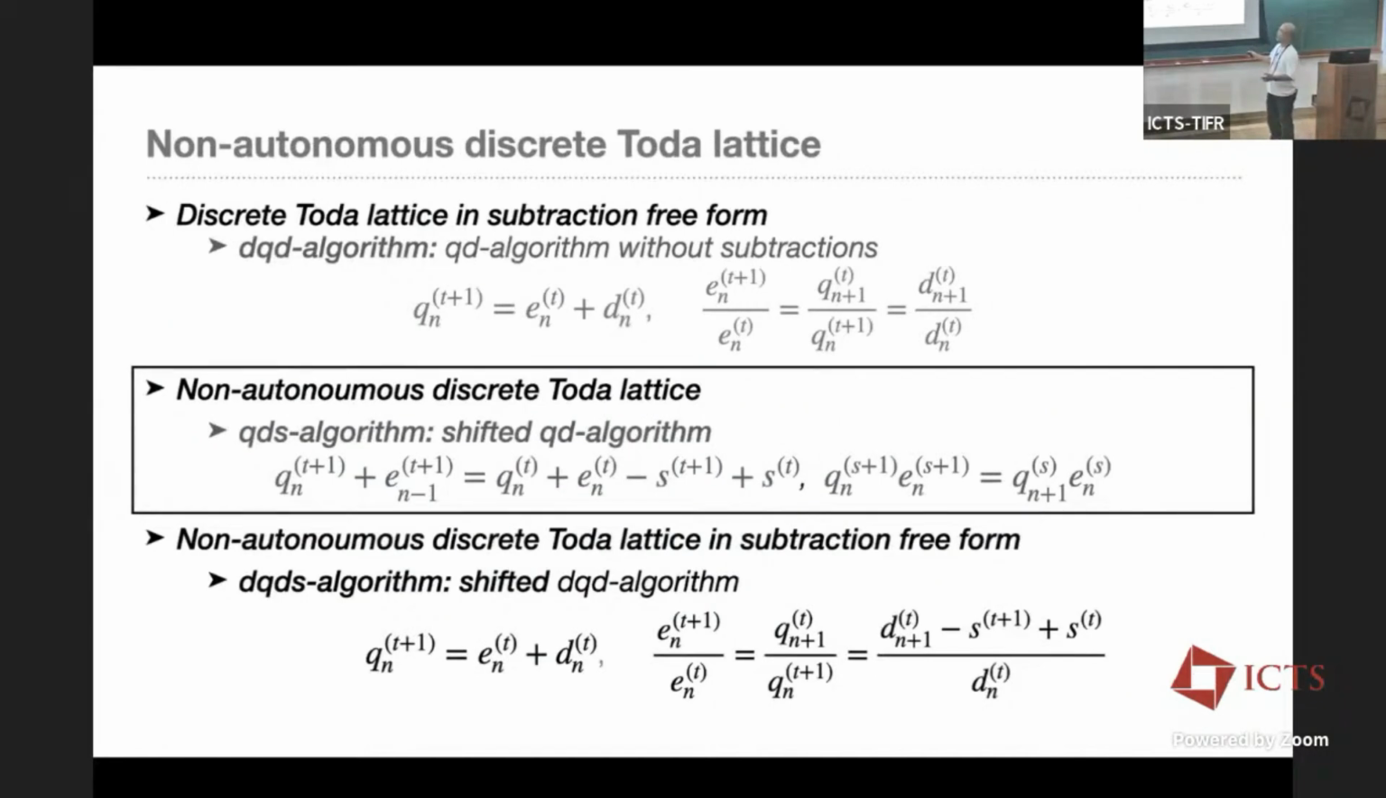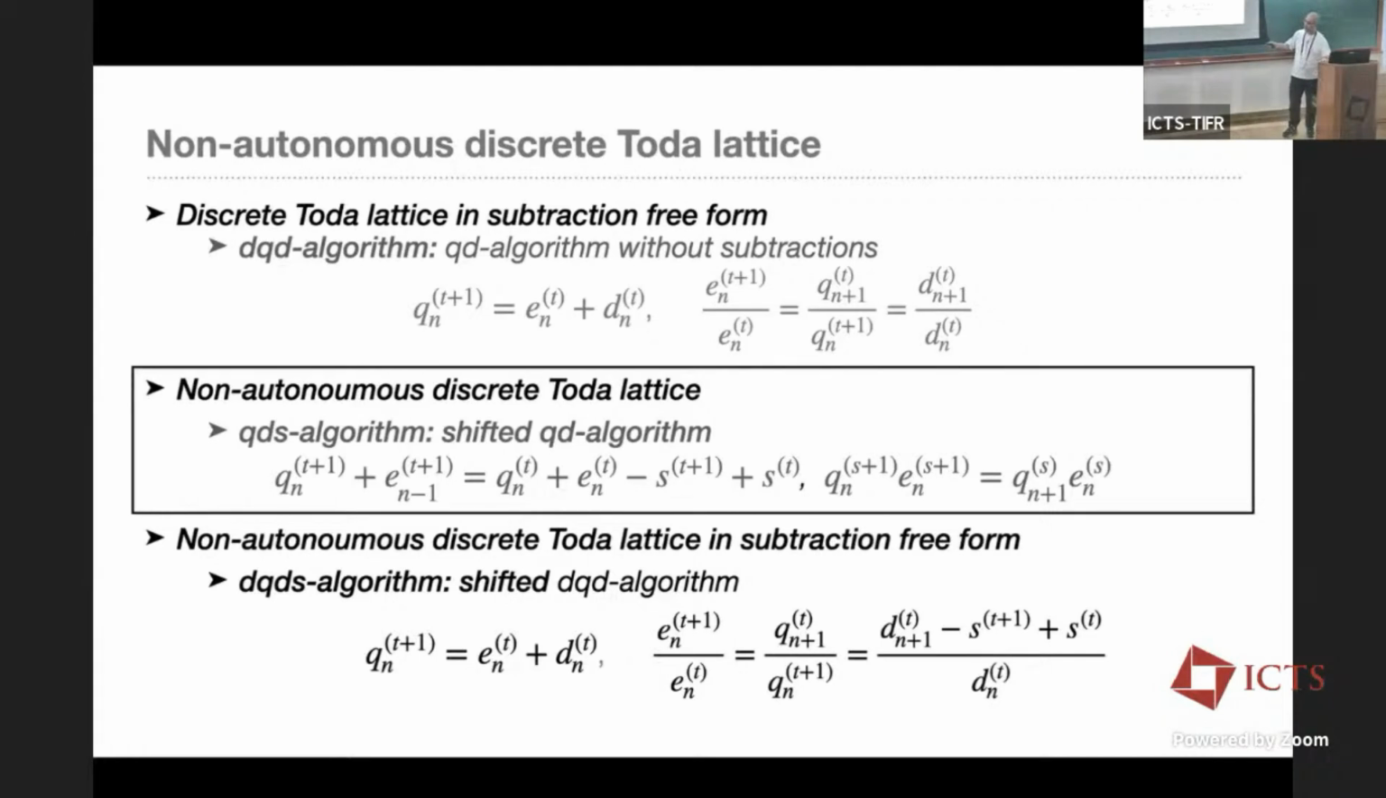In the previous lecture, we already introduced the discrete differential QD algorithm, which is exactly the same as the discrete Toda in subtraction-free form. So here we don't contain any subtraction. But in this case, we have generalized to the shifted version. So the shift is an arbitrary function that you're using? This is the arbitrary parameter. Okay. And maybe it's better to explain in terms of the algorithm. So next slide, I show you.